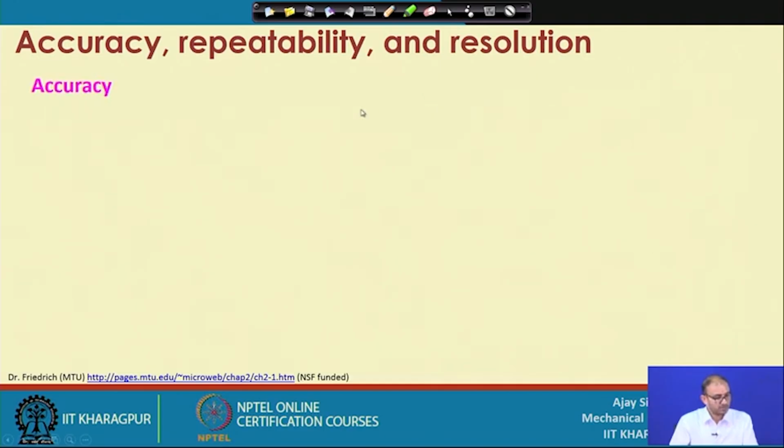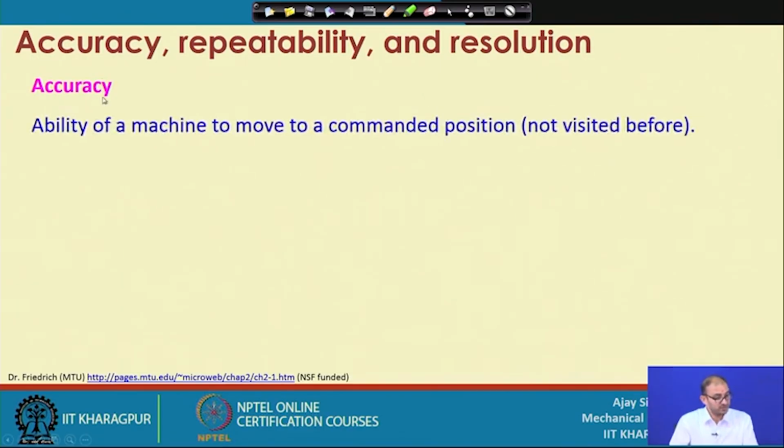Now, let us go through one by one. So, what is the accuracy? In terms of the machining operation, let us not talk about the instrument point of view. It is the ability of a machine to move to a commanded position which is not visited before. Now, consider that your tool is right now located here. This is the first location and you have instructed the machine by a part program that you want to go to this location, correct. So, this is the target location.